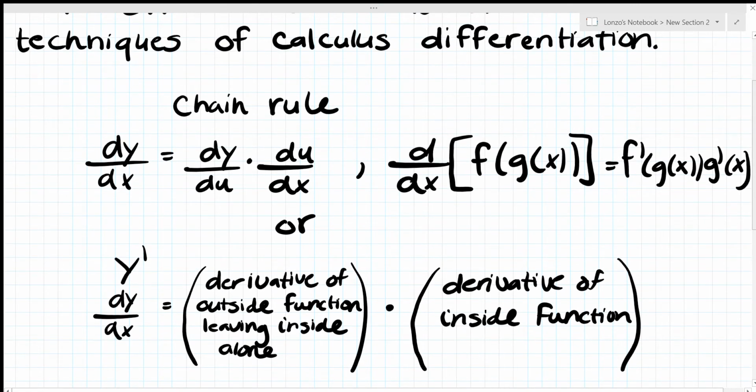So one way to write the chain rule is dy over dx is the same thing as dy over du times du over dx. If you don't know it that way, you could do it this way: the derivative by the chain rule, you could think of as f prime of g of x times g prime of x, or as the derivative of the outside function, leaving the inside alone, times the derivative of the inside function.